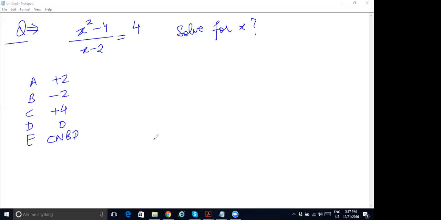So b square minus 4ac is 0. Hmm. So is it 2? Number A? Yeah. No. Hmm. Yeah, it isn't. Solving.